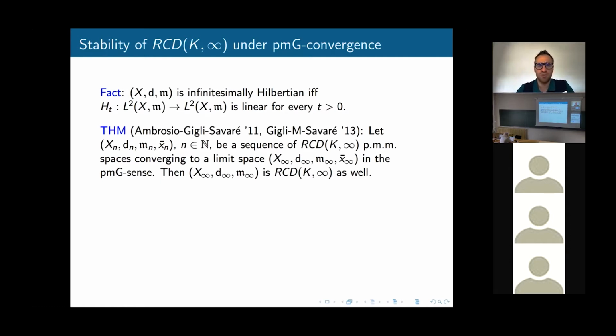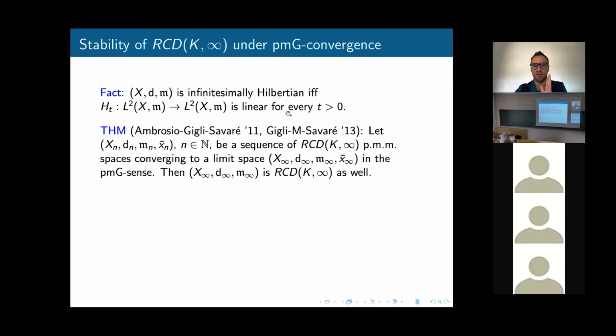assumptions on the spaces. So they were assuming that the measures m were probability measures, and if I remember well, also that the spaces are compact or bounded. And they used a different argument, using gradient flows in a different way. They were using the EVI formulation of the RCD condition. But let me not go into that now; I will discuss that in the next slide.